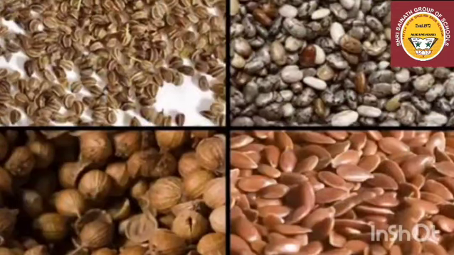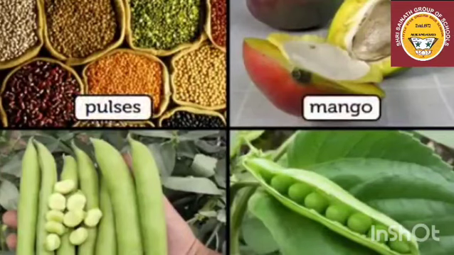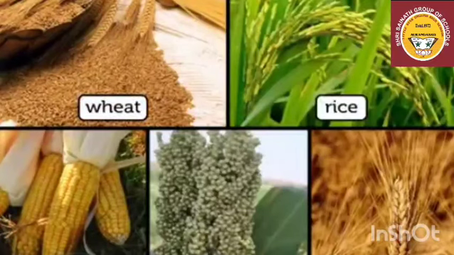Seeds are mainly of two types. The ones that can be split into two halves, for example, pulses, mango, pea, bean, etc. And seeds which cannot be split into two halves, for example, wheat, rice, maize, jawar, barley, etc.